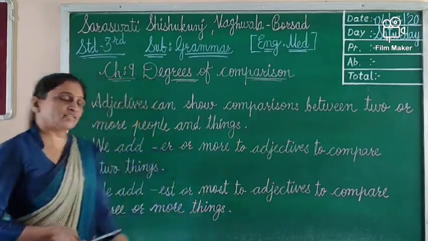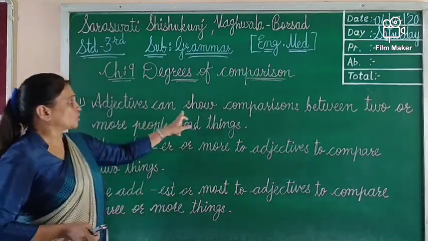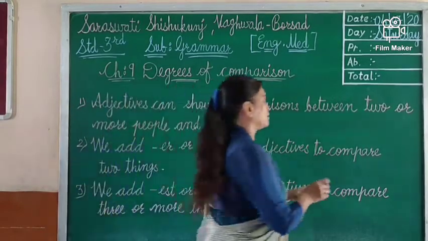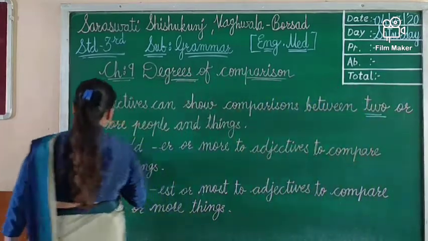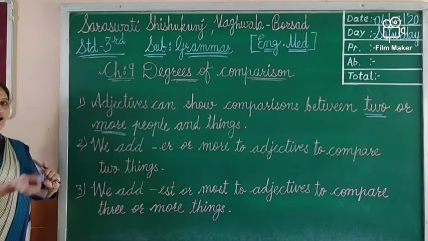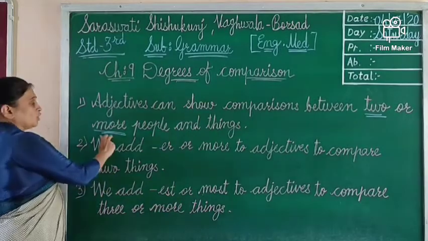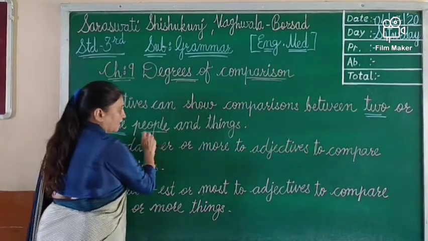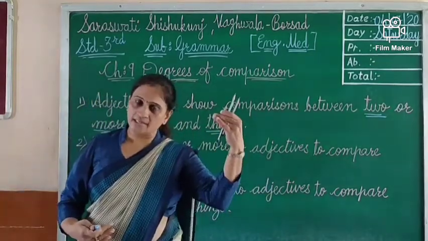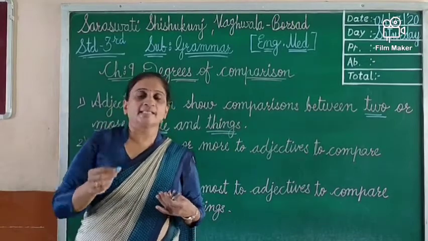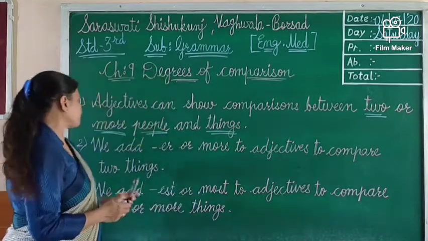Now let's see the definition of this and the rules of this. First of all, adjectives can show comparisons between two or more. Two or more, I said. Two or more than two. Two or more people and things. We can compare two chopsticks, two chairs, two persons, like that.